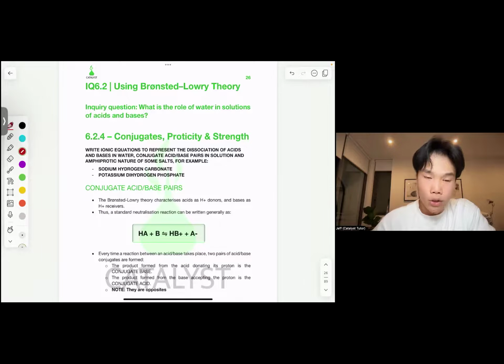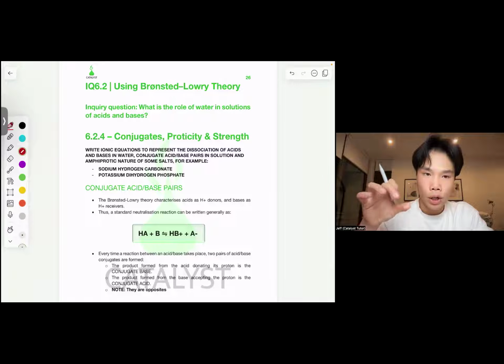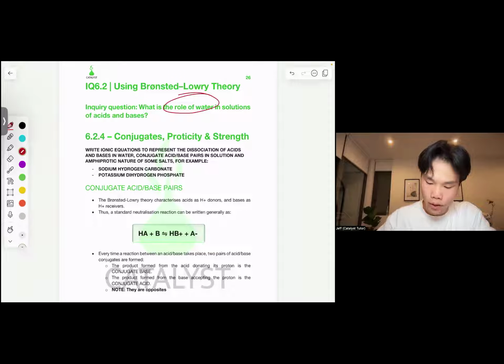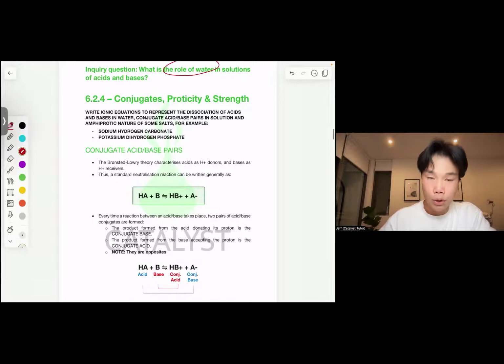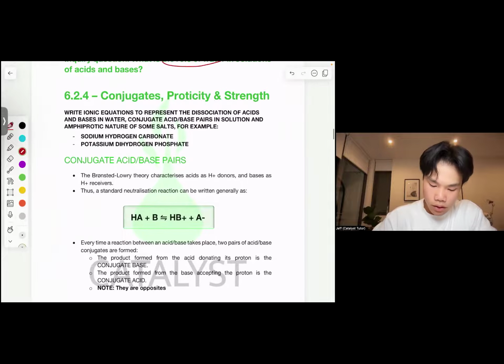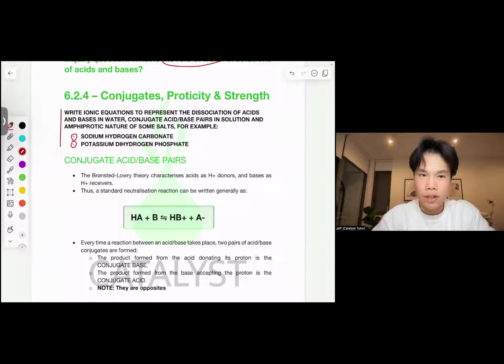Inquiry question 2, using Bronsted-Lowry theory. And this is what I was mentioning about how the whole inquiry question is about the role of water in solutions and bases. We first talk about conjugates, proticity, and strength. So there are two cases, sodium hydrogen carbonate and potassium dihydrogen phosphate. These are two substances which are amphiprotic.